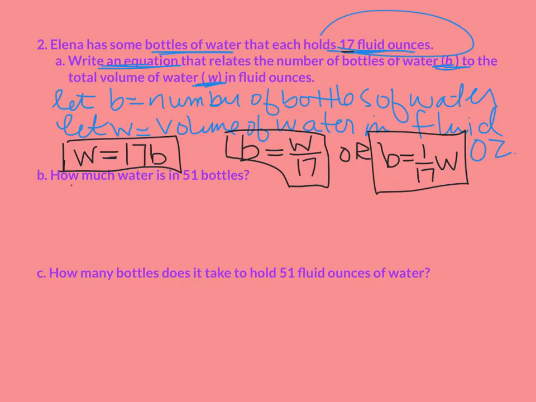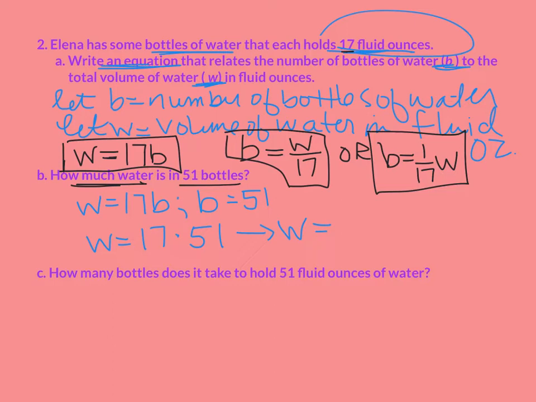Now for this particular problem, they're asking us how much water is in 51 bottles. So they've given us B. The easier way to do this would be to use that first equation, W equals 17B. I'm going to write my semicolon because I've been given the fact that B is equal to 51. I'm going to substitute in every time I see the variable B. So W equals 17 times 51. And if you multiply those together, you should get that W is equal to 867, and that is in fluid ounces of water.